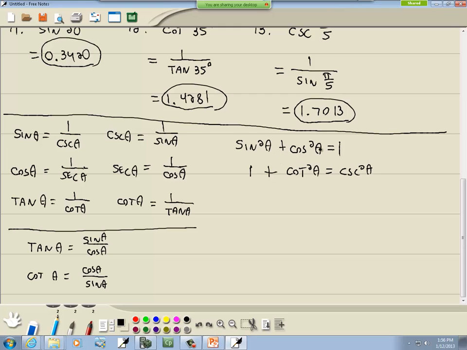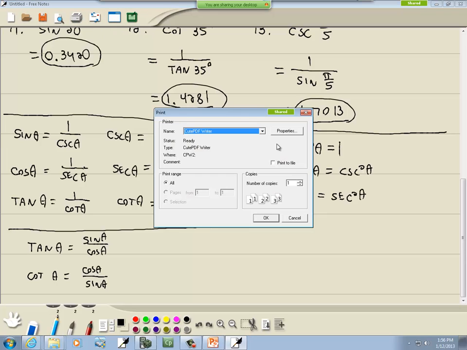If I go through my sine squared plus cosine squared is equal to 1, and divide everything by cosine squared: sine squared divided by cosine squared, sine over cosine is tangent, so this will be tangent squared. Cosine squared divided by cosine squared is 1. And 1 divided by cosine squared would be secant squared. So very easy to come up with those. You don't have to actually have them memorized. You can derive them in your head each time.